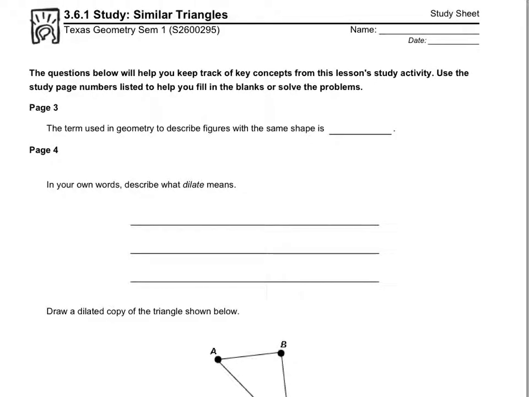So the term used in geometry to describe figures with the same shape is similar. In geometry, congruent figures are figures that are the exact same size and the exact same shape. Similar figures means they have the same shape, so they could both be triangles, but one is smaller than the other. So this would be an example of similar.